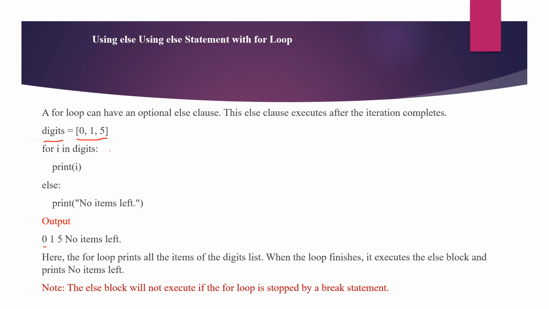Note that the else block will not execute if the for loop is stopped by a break statement. If you give a break statement in here, then at that time it will not come to the else part. It will end over here itself. This is how the else clause works in a Python for loop.